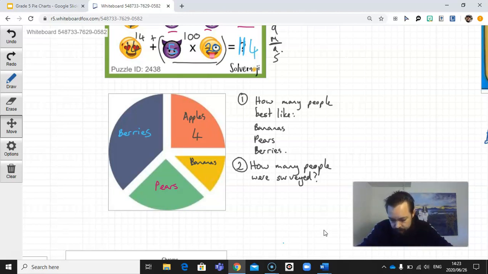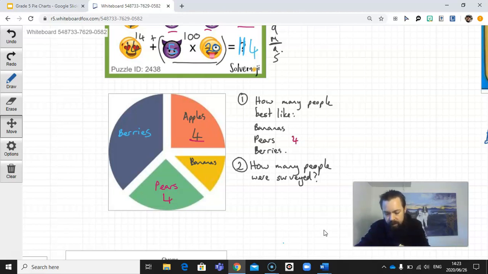So first up, if you have a look at pears and you look at apples, although it's at a different angle, each of them is showing a quarter of the circle. So if there were 4 people who liked apples, then 4 people would like pears as well. And so we can put next to pears that 4 people.